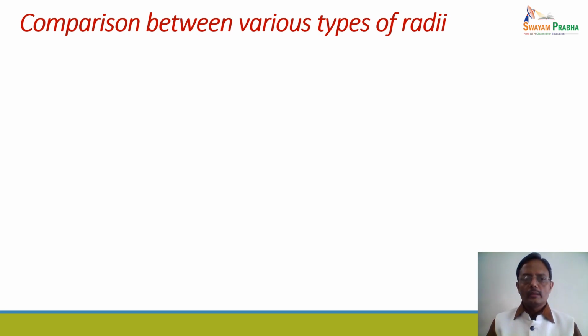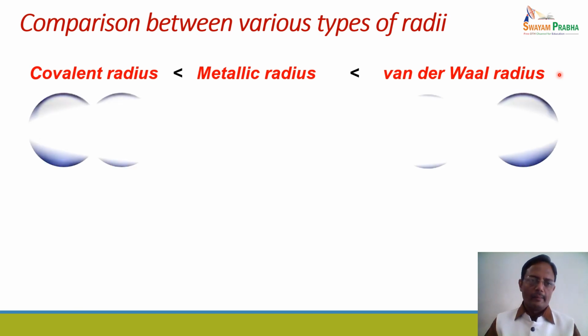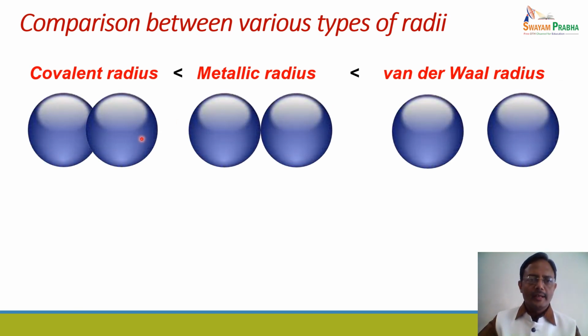Now let us compare the various types of atomic radii we have discussed. First comparison, let us compare the covalent radius with metallic radius and van der Waal radius. Now covalent radius is always less than the metallic radius, which is always less than the van der Waal radius for the same atom. Let us see why. Now when we talk about a covalent radius, we are talking about covalently bonded atoms. And these covalently bonded atoms have overlapping, because a covalent bond is formed by overlapping of atomic orbitals. As a result, if you take half of the internuclear distance between these two, that will be smallest.